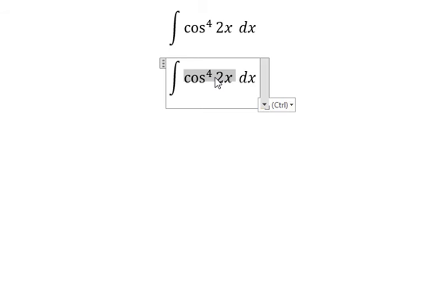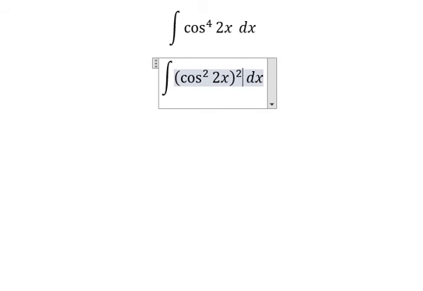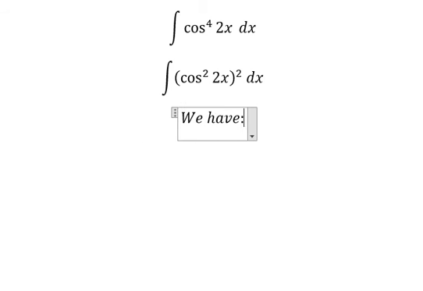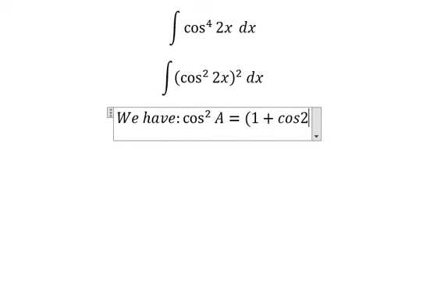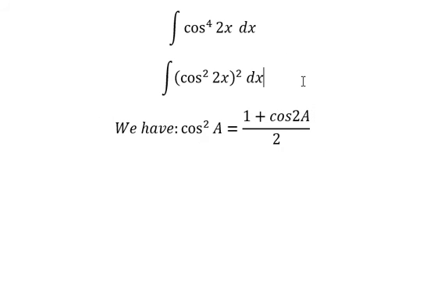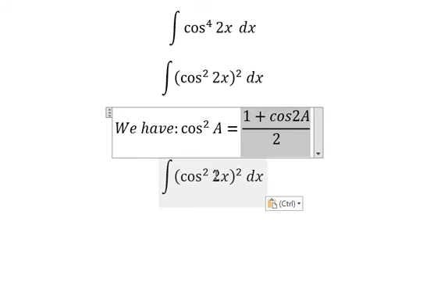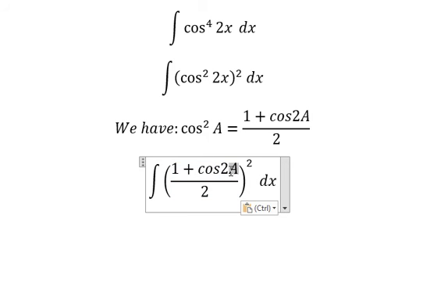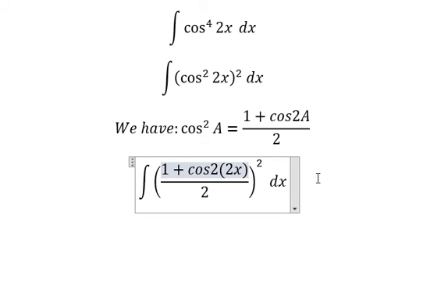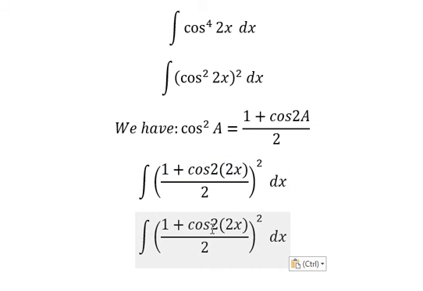About this one, we can write it as cosine 2x squared, everything to the power of 2. So we apply the formula in here: cosine A squared equals 1 plus cosine 2A over 2. So capital A represents 2x. So for this one, we need to change cosine 2x squared into this one. And capital A, that's 2x, and this one we have cosine 4x.